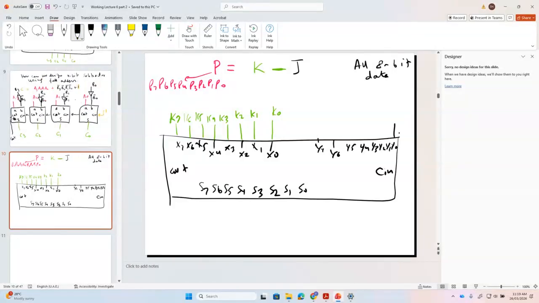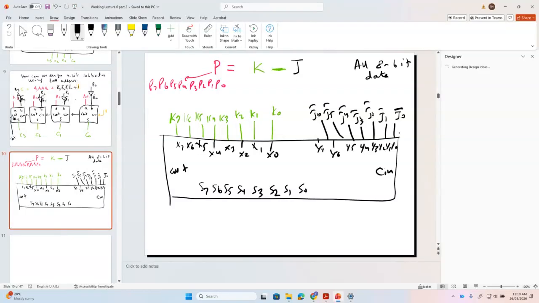And what should go to Y0? J0 bar, because this is a subtraction. J1 bar, then J2 bar, then J3 bar, then J4 bar, then J5 bar, then J6 bar, and then J7 bar. How many inverters do we need? 8. We need 8 inverters.